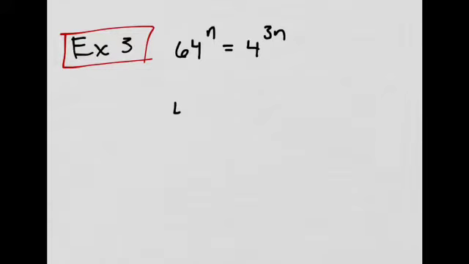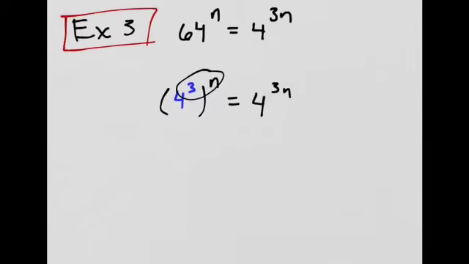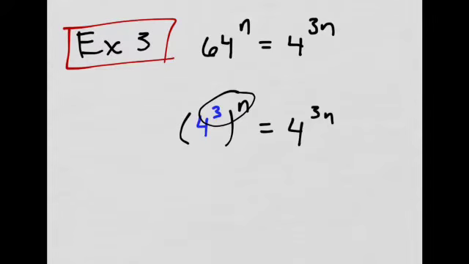4, let's do it in blue. 4 to the third. That's the same thing as 64. And I still have this n on the outside. And that's equal to 4 to the 3n. And then power of powers, I multiply. That's that same rule as in the first video. So then 4 to the 3n equals 4 to the 3n.